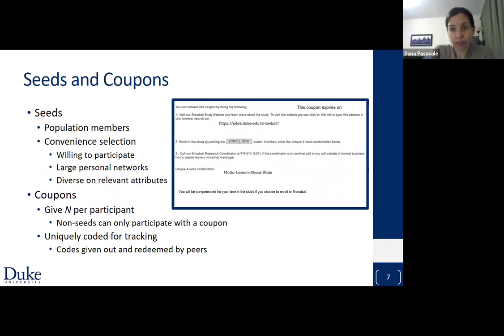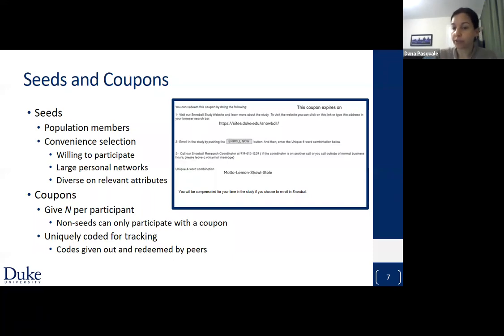Seeds are typically recruited for convenience. So when a population is difficult enough to enroll that a link tracing design is justified, it generally means that you're starting with the seeds that you know. So the seeds are population members who are known to the researchers, to the investigators, and are willing to participate, and ideally also have large personal networks containing more members of the population of interest.